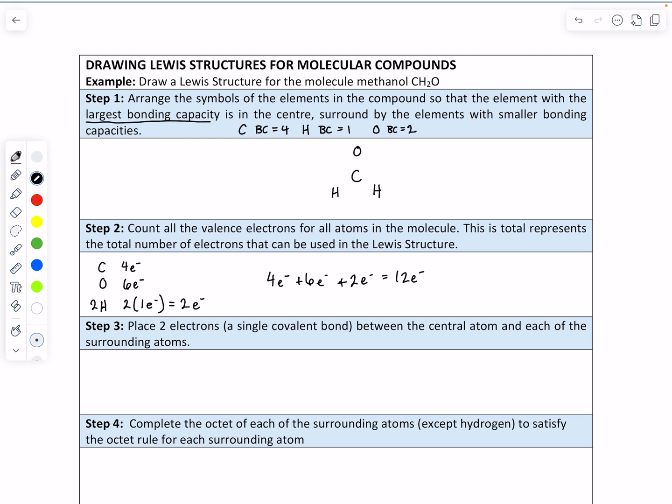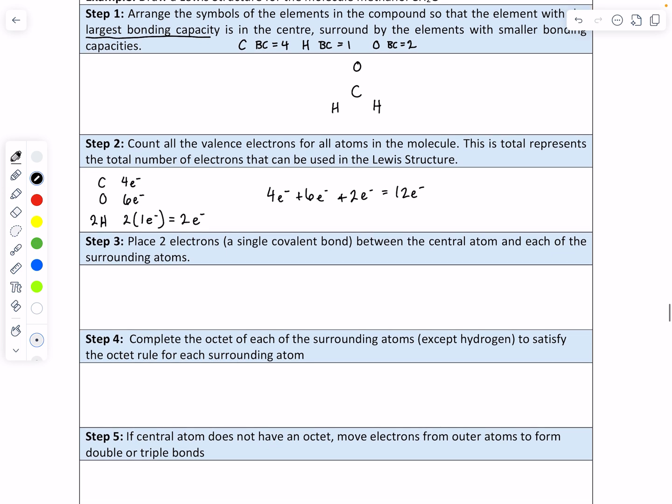In step 3, we're going to place 2 electrons, a single covalent bond, between the central atom and each of the surrounding atoms. So we're going to place 2 between the central atom and each of the surrounding atoms.